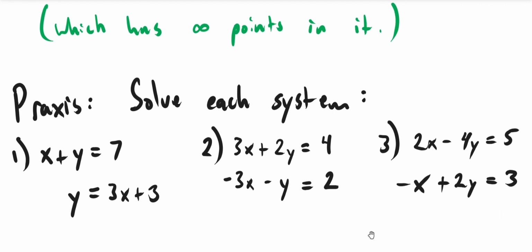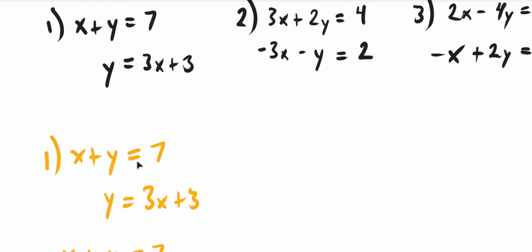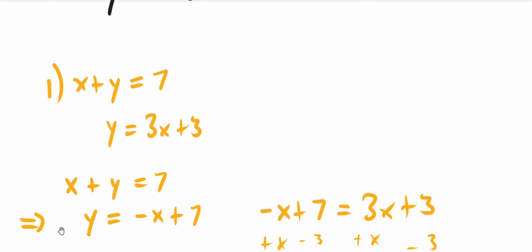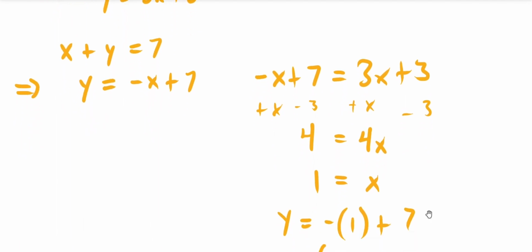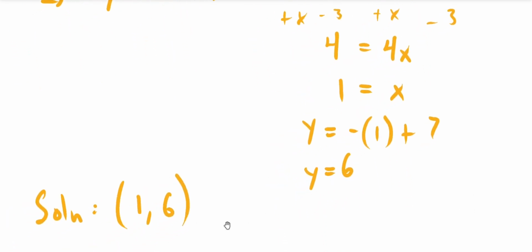All right, let's see how you did. So let's look at the first one. The first one I notice is really close to being solved for y in both equations. If I take x plus y is 7, and I subtract x from both sides, now I have two equations solved for y. If I want to know where they're equal, I set them equal to each other, and I solve for x. This gives me x is equal to 1. So plugging that back into either one of the equations, I think this is probably the simpler one, I get y is 6, so the solution is (1, 6).